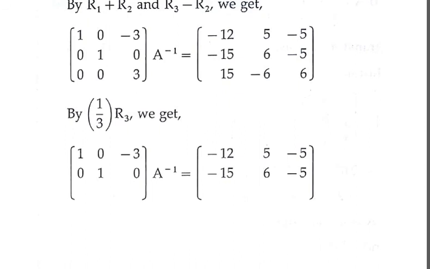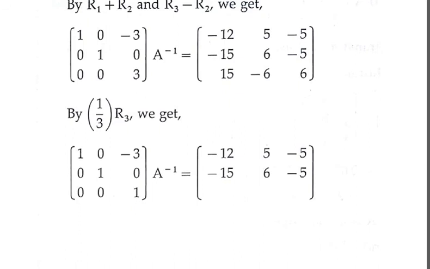The first value from R3 is 0, so 0 multiplied by 1/3 is 0. Next value is 0, so 0 multiplied by 1/3 is 0. Next value is 3, and 3 multiplied by 1/3 is 1. Next, on the opposite side, 15.